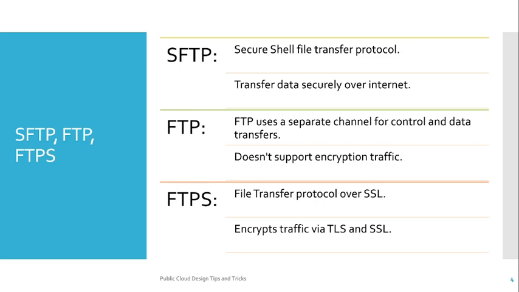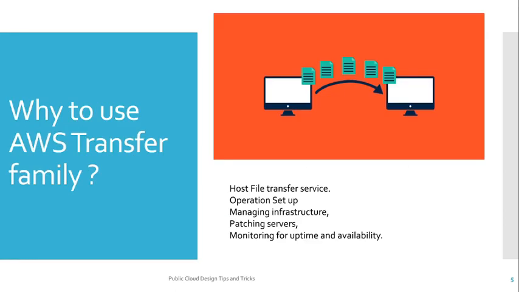And then the last one, FTPS. It is just an advanced version of FTP, file transfer protocol over SSL. That means encryption of traffic via TLS and SSL methodologies is provided. So these are all the basic fundamentals of SFTP, FTP and FTPS. Now let's try to understand why to use AWS Transfer Family.